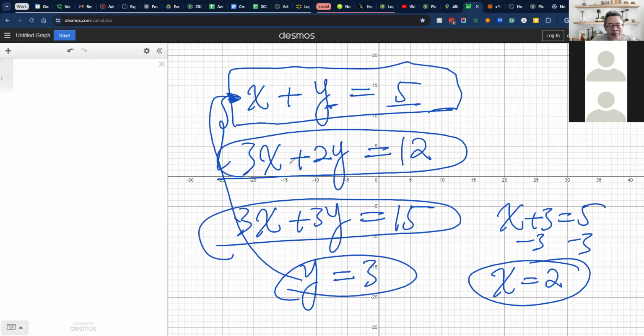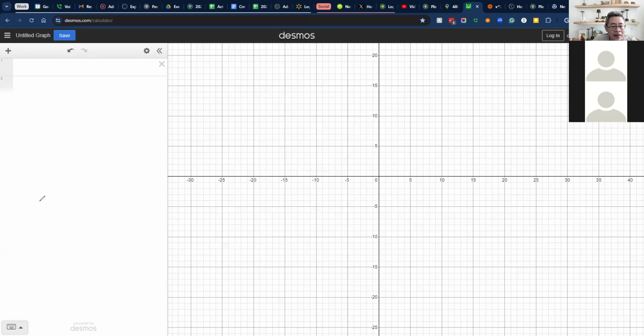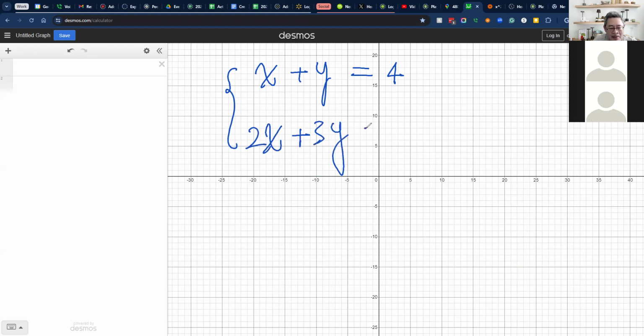So I'm just doing this to show you 2 different ways of doing it. Okay. All right. So I give you a couple to try. x plus y equals, say, 4, then 2x plus 3y equals 10, and see what you got.